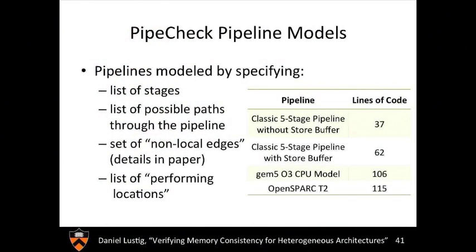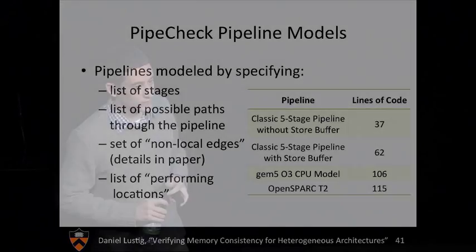So what we did to test PipeCheck is we actually implemented it as a tool that does all of the enumeration of different graphs and all of the checking for cycles and things like that automatically. All you do is you specify the behavior of a particular pipeline, again, at a stage-by-stage granularity to say that maybe the decode stage is in order, the issue stage is out of order, whatever the case might be, all the way down stage by stage.